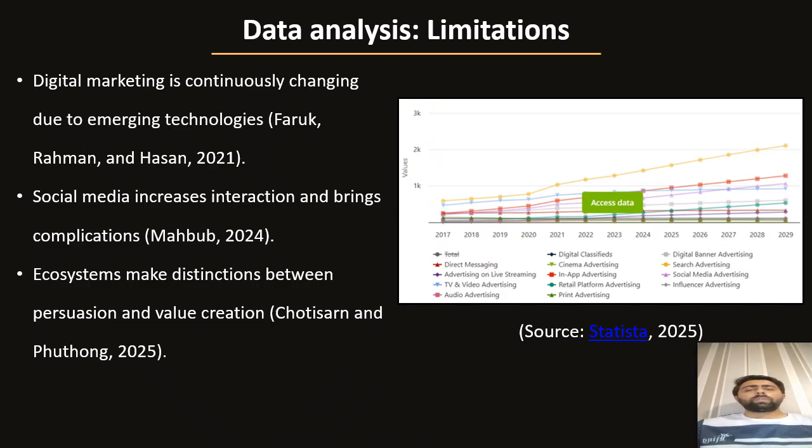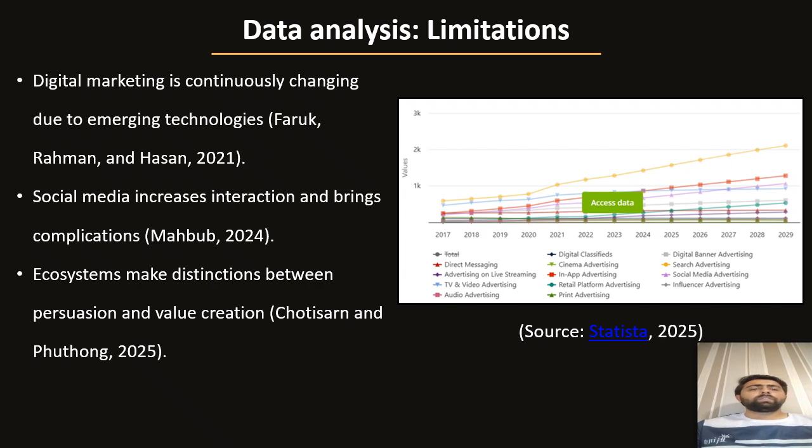Now I'm going to tell you about the limitations in data analysis. Digital marketing is continuously changing due to emerging technologies. Social media increases interactions and brings complications. In this slide, you can see that this presents a dynamic and complicated environment. There can never be a perfect solution to ethical issues in digital marketing. The new tools and interacting platforms continue to reshape the means of consumer engagement.